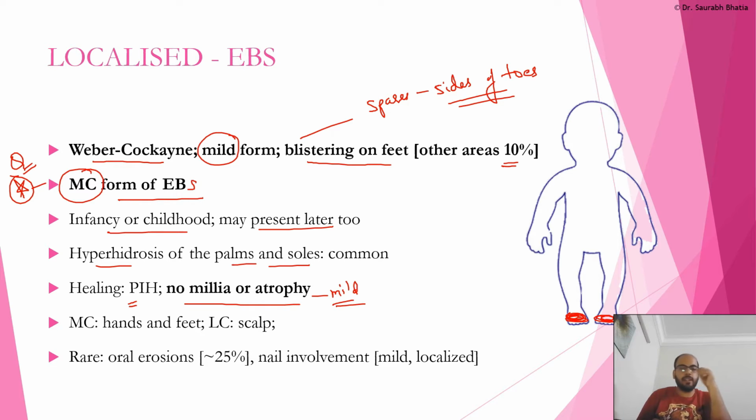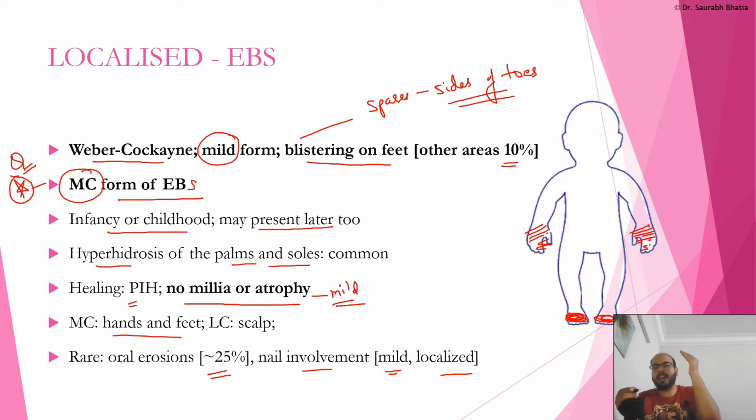Most commonly involved are hands and feet, and least commonly involved is the scalp. So it's at the level of extremities again. That is why it is localized to extremities. It is known as localized EBS. Oral erosions are rare but can occur in about 25% of the cases. The nail involvement is mild and localized. That means occasionally one or two nails can be involved.